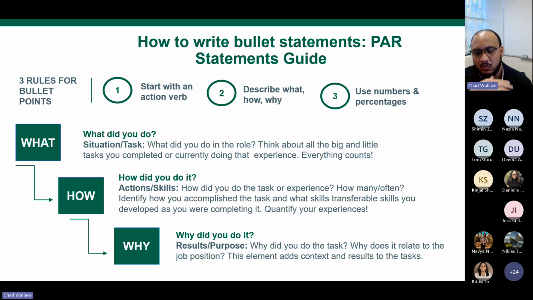Each bullet statement should answer those 3 questions all at the same time, right? So what you did, how you did it, why you did it. That's one bullet statement. Then you go to the next bullet statement: what you did, how you did it, why you did it. You want to start with an action verb, and having strong action verbs, especially ones that are relevant to that position, is going to be helpful.